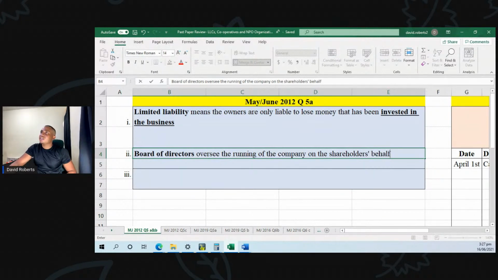All right, so we've seen it back. Nice. So the board of directors, their job is to oversee the running of the company on the shareholders' behalf. So that is their role. Nice. So now we're going into the last theory question.